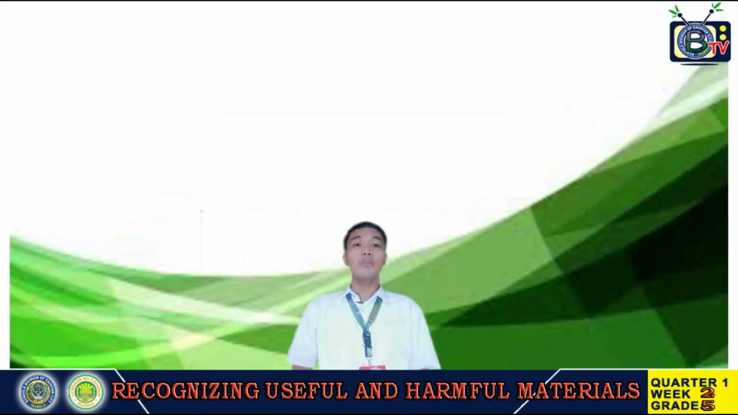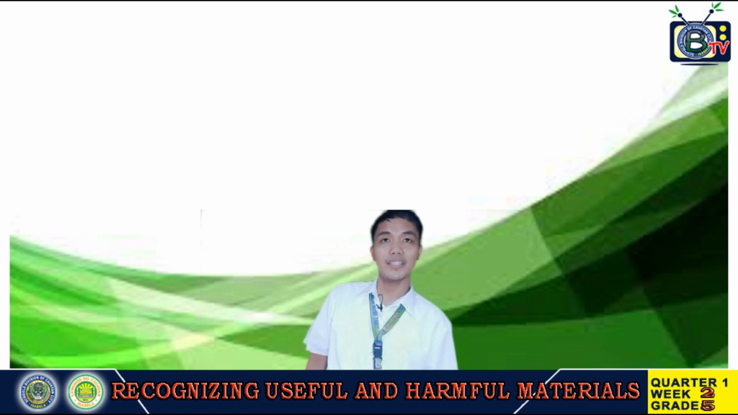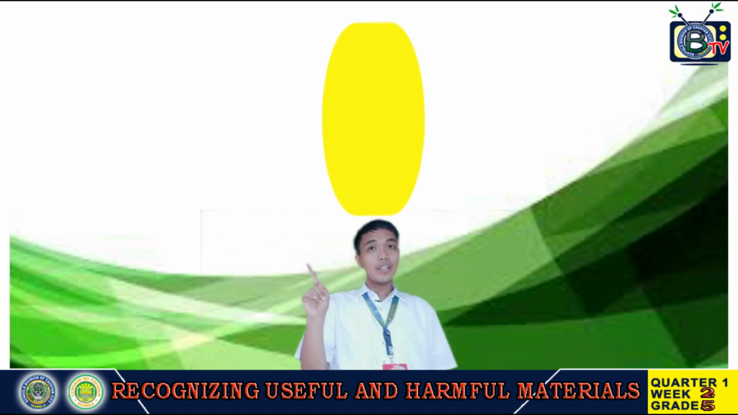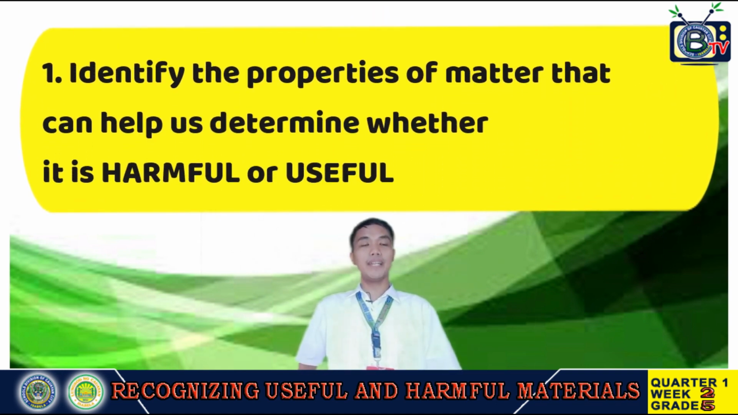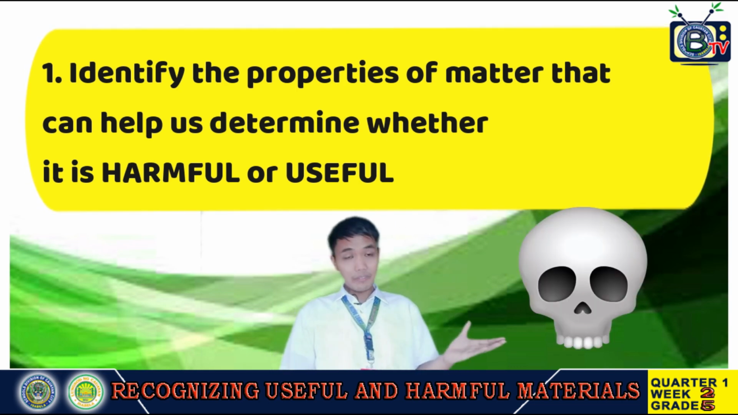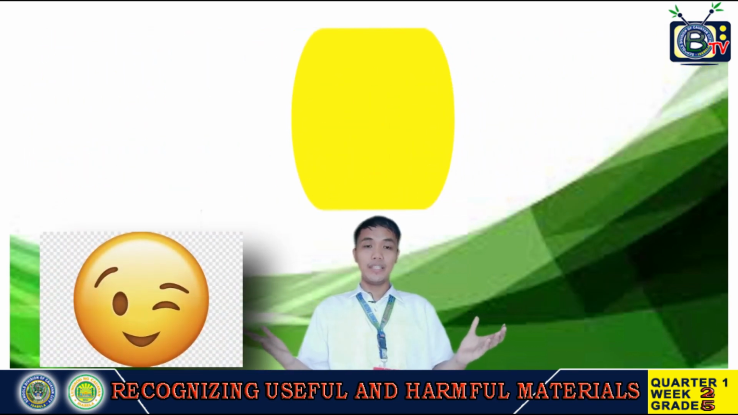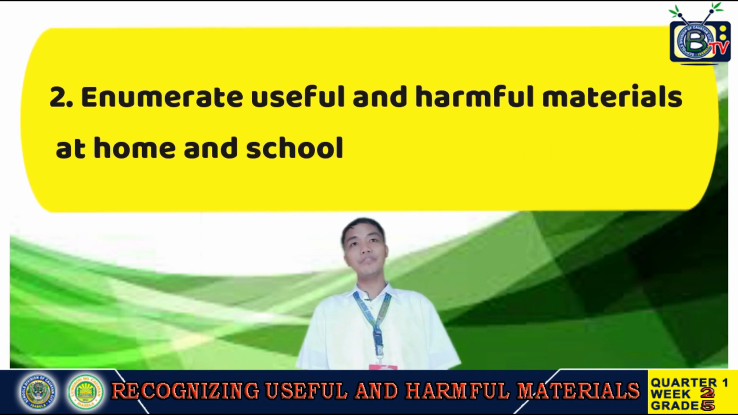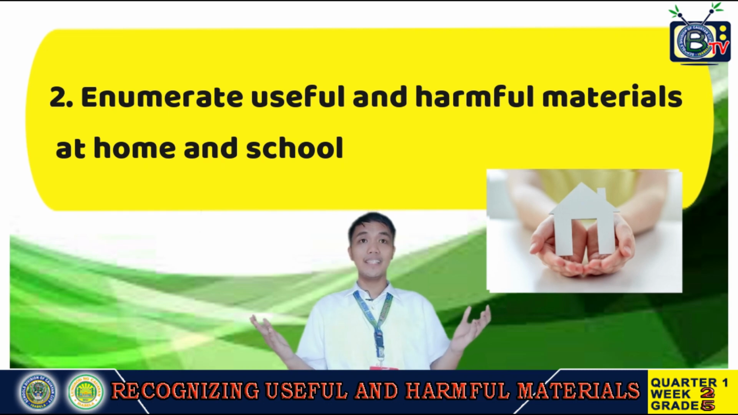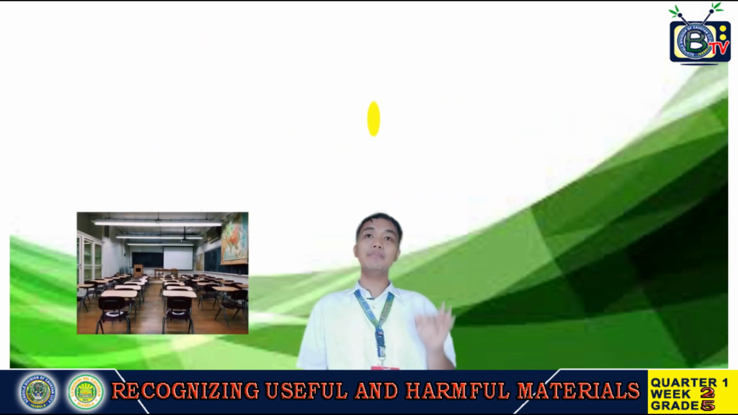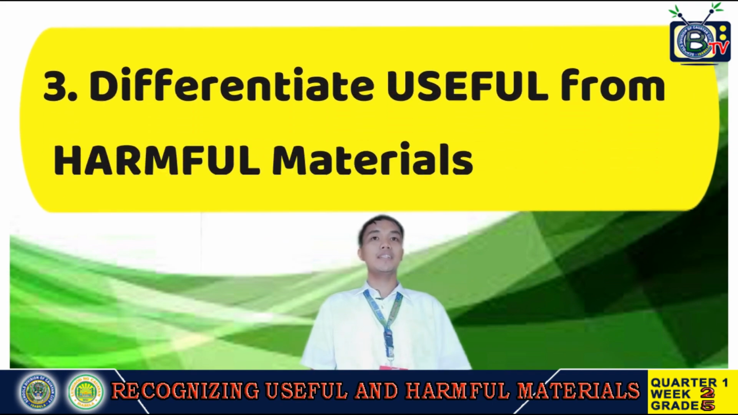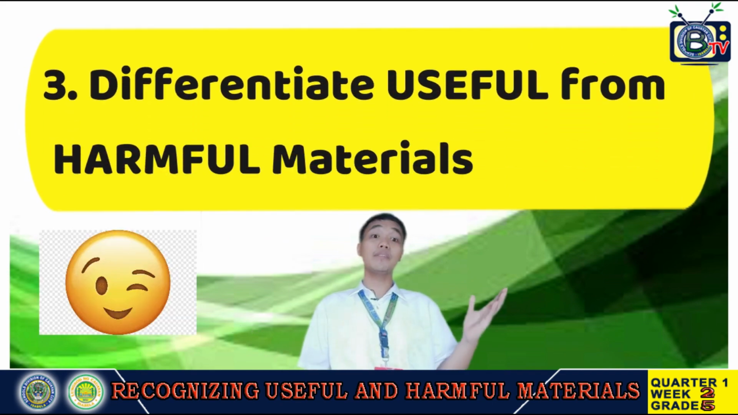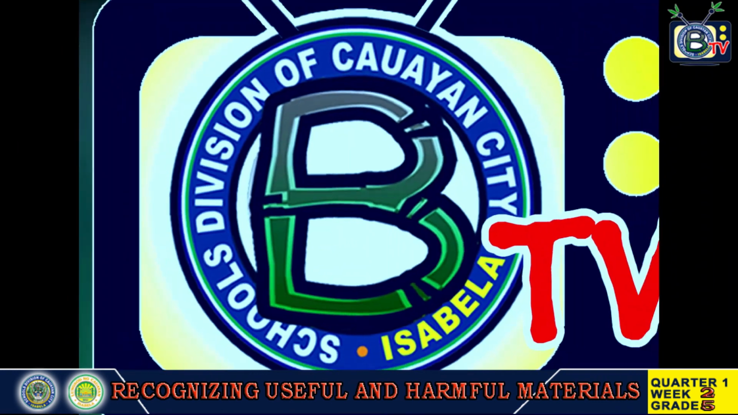After our discussion, we will focus on these following objectives. Number 1, we will identify the properties of matter that can help us determine whether it is harmful or useful. For number 2, we will enumerate useful and harmful materials we can see at our home and in our school. And for number 3, we will differentiate the useful from harmful materials.